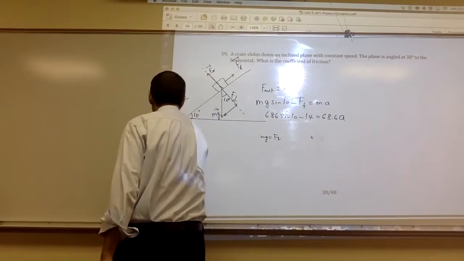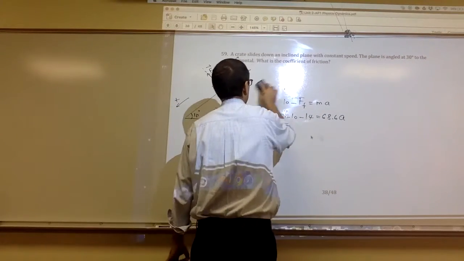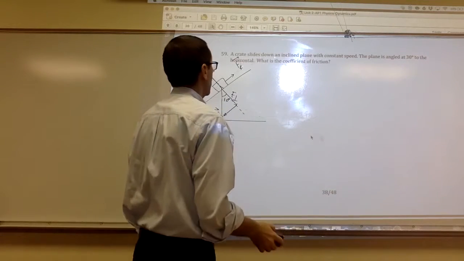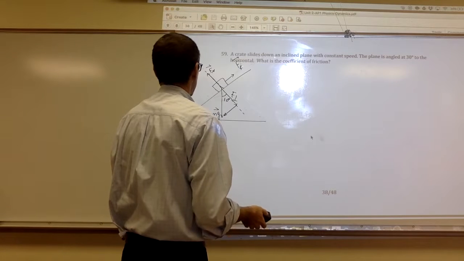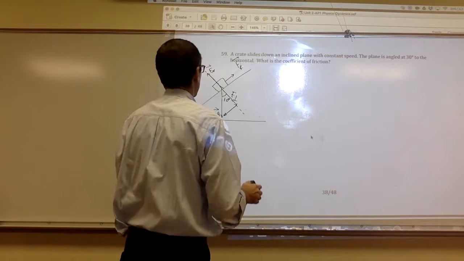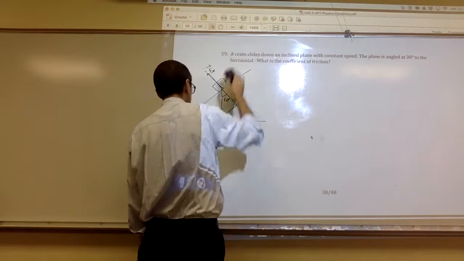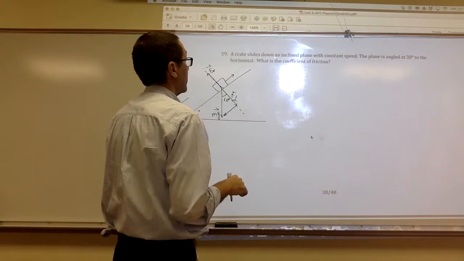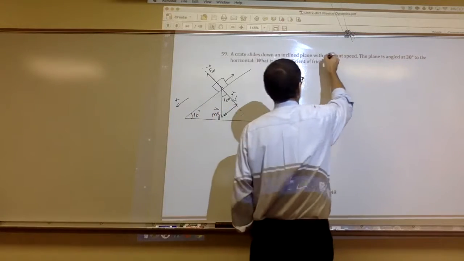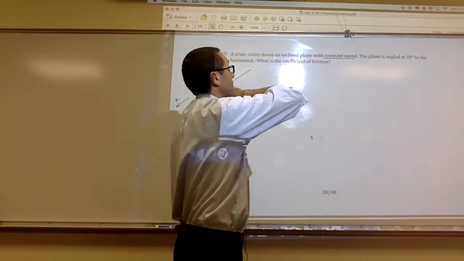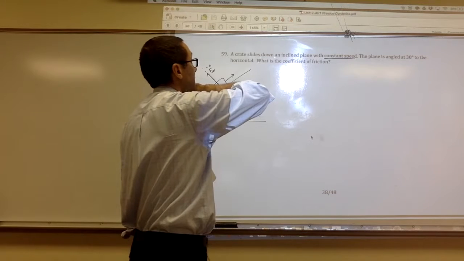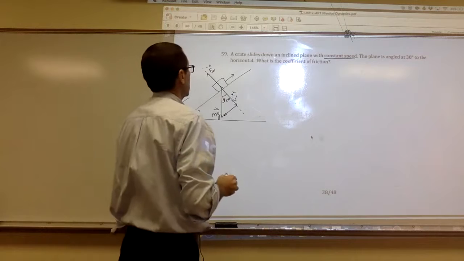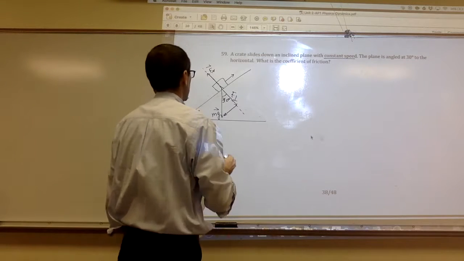All right, 59. You can see that they are all similar. You just have to be careful about what kind of forces you're dealing with and in what direction you're traveling. So it's all a repeat. Okay. The crate slides down an inclined plane with a constant speed. So you have to pay attention to words like that. Which means no acceleration. The plane is angled at 30 degrees. So this is 30 degrees here. What is the coefficient of friction?